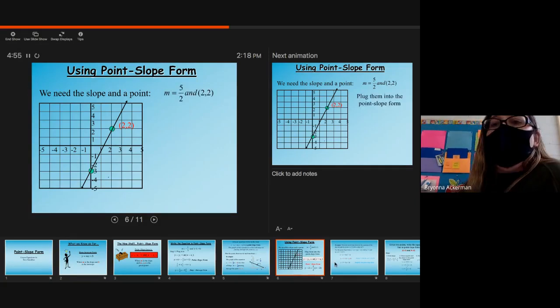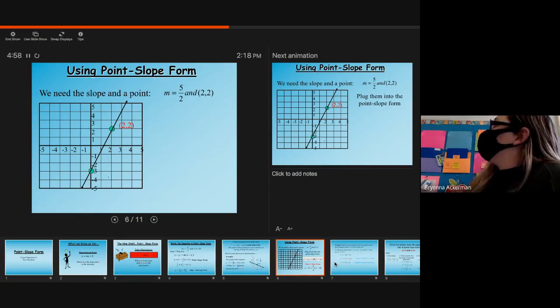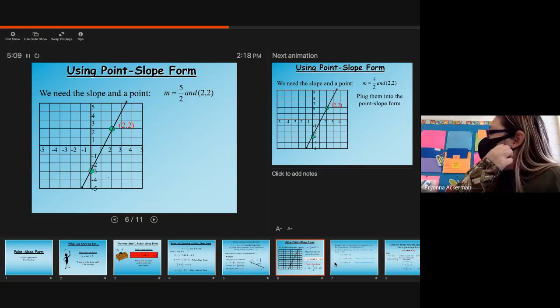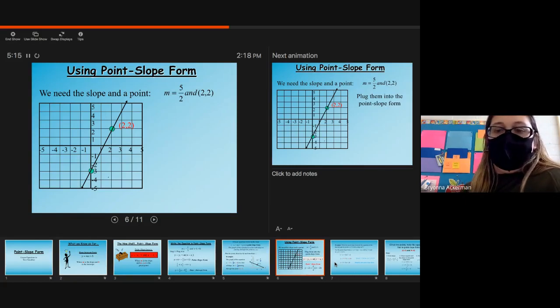Okay, I want you to try this one. They're giving you the slope is 5/2, and they're giving you a point, 2, 2. Just real quick, jot down what you would get for a point slope form. Should only take you a couple seconds, maybe a minute. So remember, the formula is y minus y1 equals m parenthesis x minus x1.